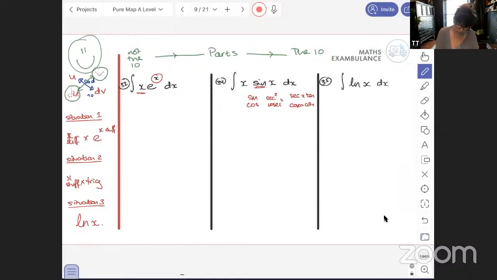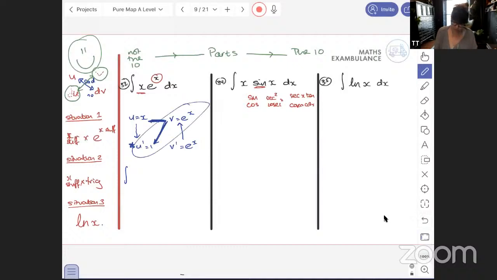First one, we put u is x, and then we differentiate it. We put v prime is e to the x, and then we integrate it. The formula is boom, boom. The integral of uv minus integral v du. We end up integrating these.